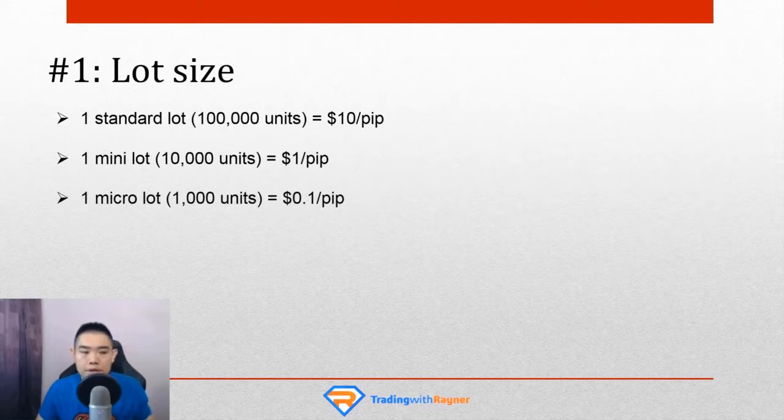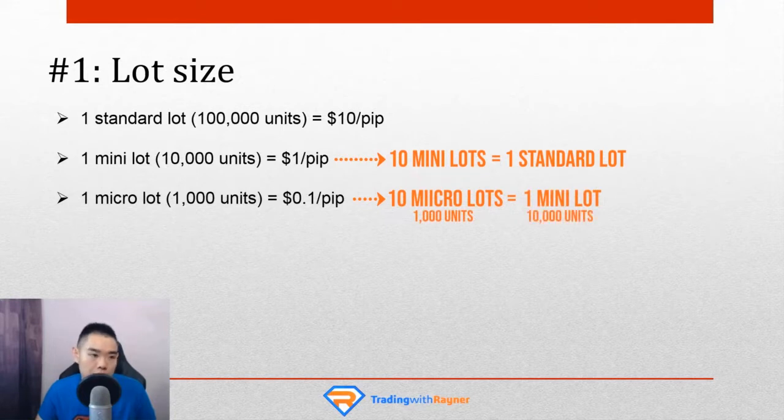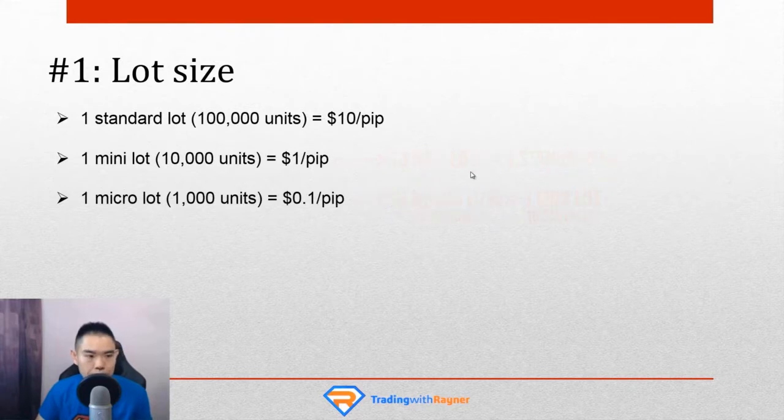One thing to point out is that 10 mini lots is equivalent to one standard lot. Because if you look at this, 10,000 units multiplied by 10 is 100,000 units. So in other words, 10 mini lots is one standard lot. Needless to say, 10 micro lots equals one mini lot. 1,000 units multiplied by 10 gives you 10,000 units. So 10 micro lots is one mini lot as well. Bear this in mind.